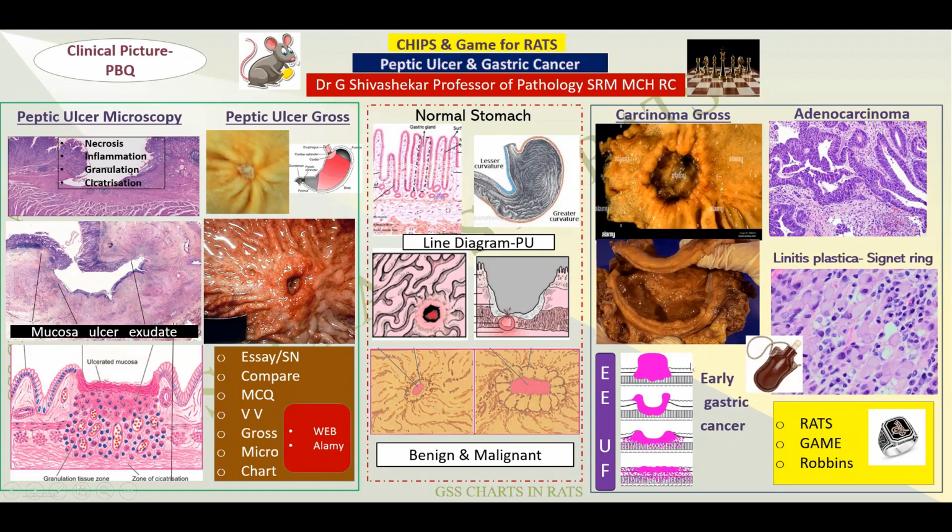This here is an early gastric cancer, which can be in the form of, say, an elevated lesion, or it can be an excavating lesion, or it can be an ulcerative lesion, or it can be flat. So these are the various forms, but in all of them you find there is no invasion of the muscular layer. This is called early gastric cancer, which you can mention in your answers.